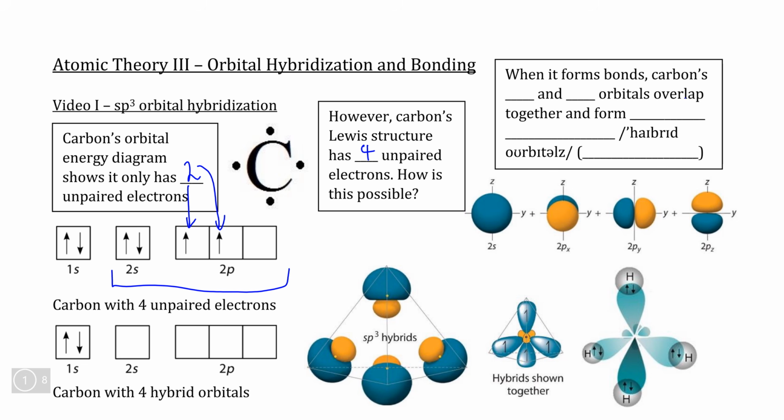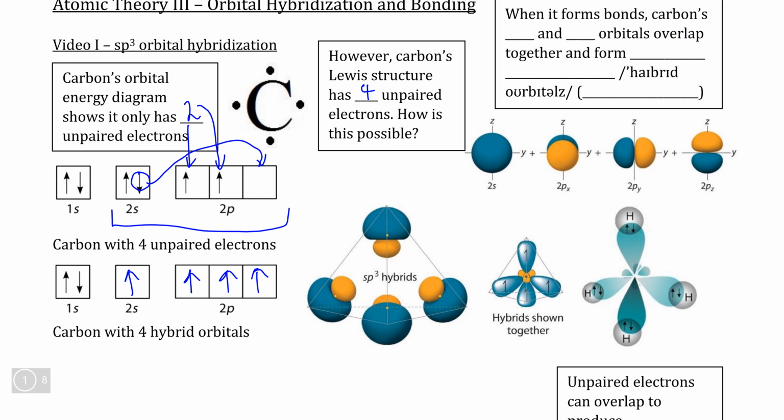Well, if we make one modification to its orbital energy diagram, if we take this electron from the 2s subshell and we move it over here to the empty orbital in the 2p subshell, well, now we have carbon with 4 unpaired electrons, and that is that. The problem is that according to the Aufbau principle, which states that you can't add electrons to an orbital unless every other orbital at a lower energy level is full, we cannot actually do this. So how can we get carbon to form 4 unpaired electrons?